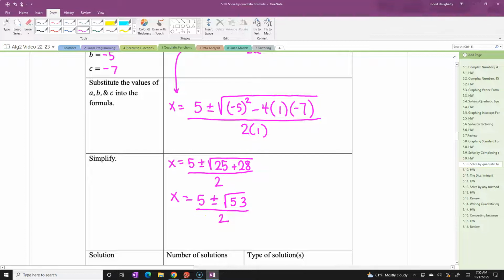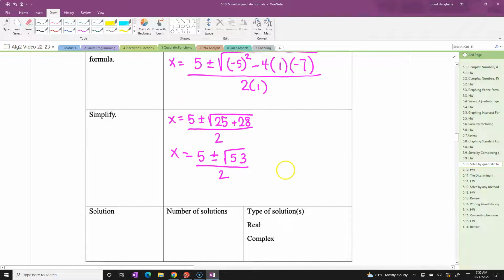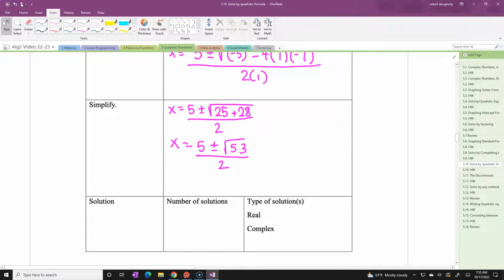This doesn't simplify. 53 is a prime number. Okay, so you can write your answer like this. x is equal to 5 plus or minus the square root of 53 over 2. You could write it as x equal 5 halves plus or minus the square root of 53 over 2. Either way. Now if you look at this, the number of solutions, I got two numbers out of that. They are real numbers, yes, and they are not complex numbers. I got two real solutions out of this problem.